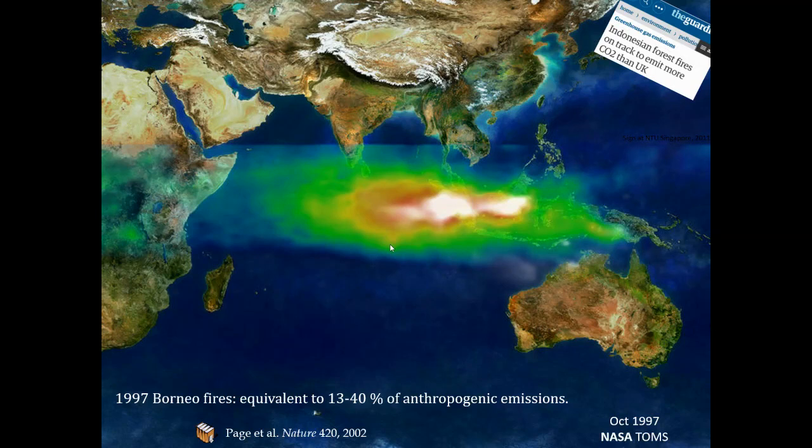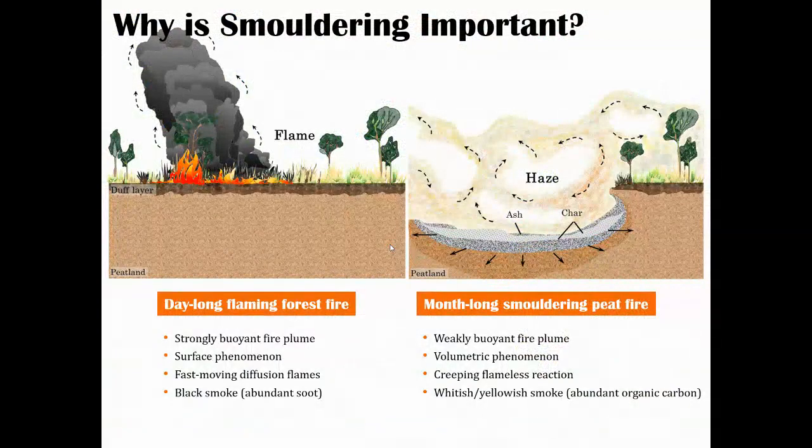This is very large. This is more than any of the vehicles on the planet. This is more than the whole of the European Union equivalent, and not accounted for, because by that time, and still, we don't even know how to count these enormous carbon emissions from peat fires.